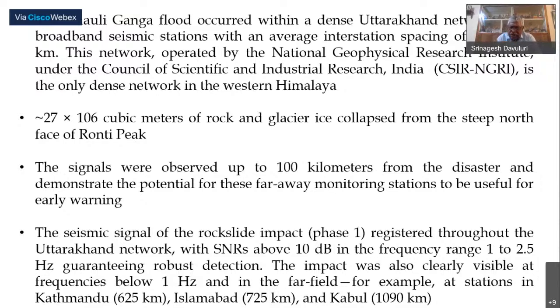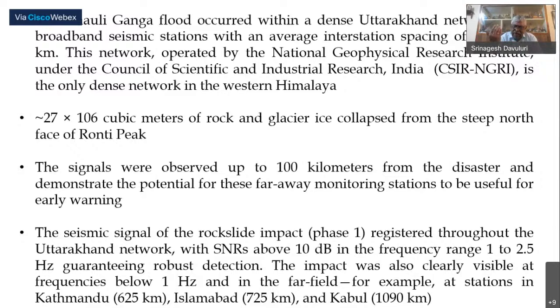The seismic signal of the rock slide impact phase one registered throughout the Uttarakhand network, that means both in Kumaon Himalayas and Garhwal Himalayas. Actually, this event happened in Garhwal Himalayas with a signal to noise ratio of about 10 dB in the frequency range of 1 to 2.5 Hertz. This is a frequency range where the seismometers have a natural frequency of recording, hence they provided a robust detection in picking up this signal.